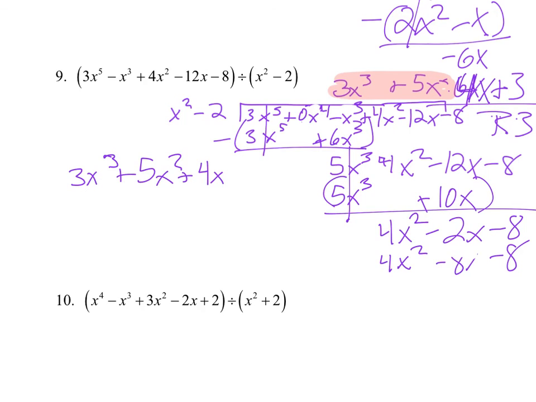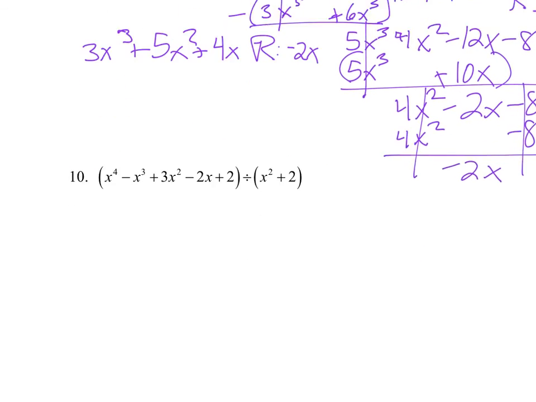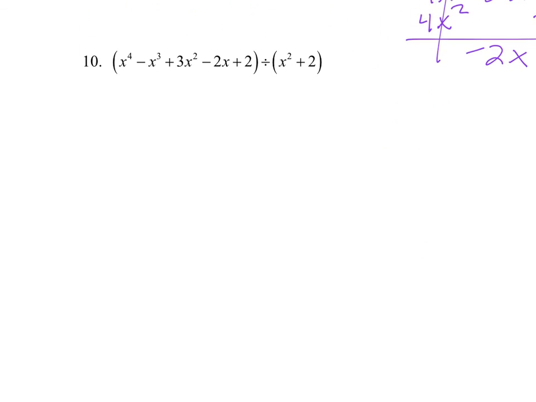So I can do this. All right. These both cross out. I'm left with a remainder of minus 2x. Okay, so my remainder is negative 2x. All right, we're down to the last one. Hanging in there. You can do this.